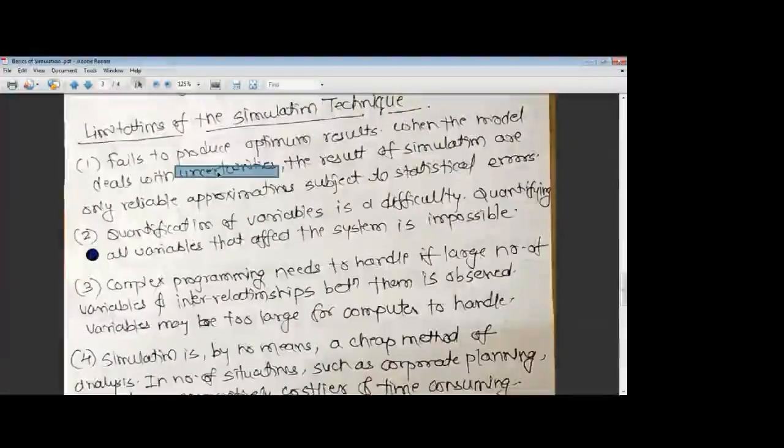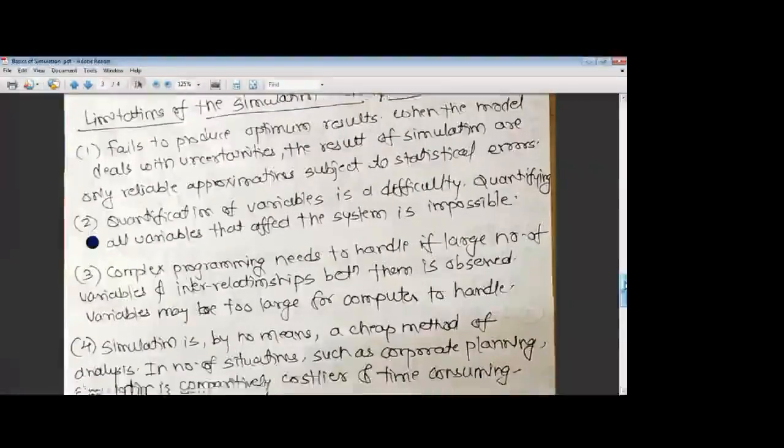There will be some uncertainties, and if there are any uncertainties in our simulation model, the result of the simulation is only a reliable approximation. It is not the actual solution. It is a reliable approximation subject to statistical error. So even your simulation model will have some statistical errors. When there are unforeseen uncertainties in your simulation model, you will get an answer in the form of a reliable approximation, subject to some statistical errors, right?